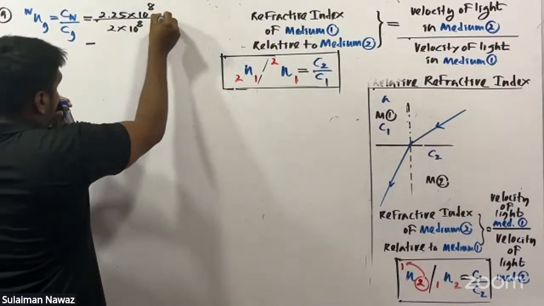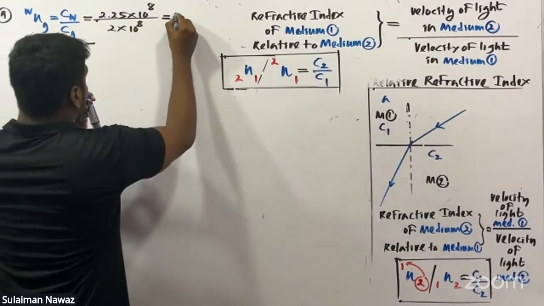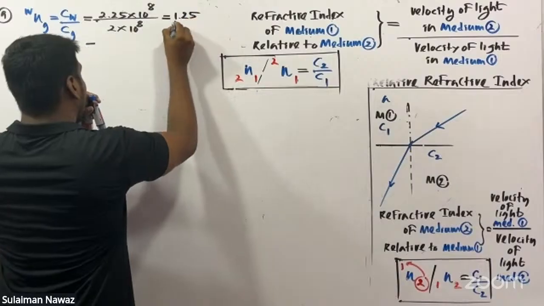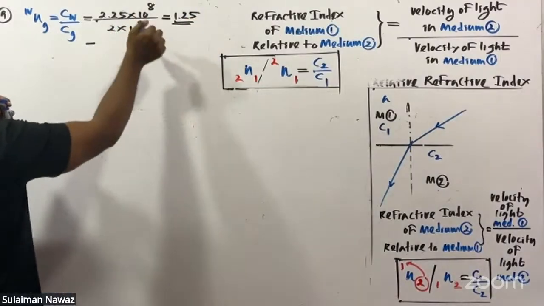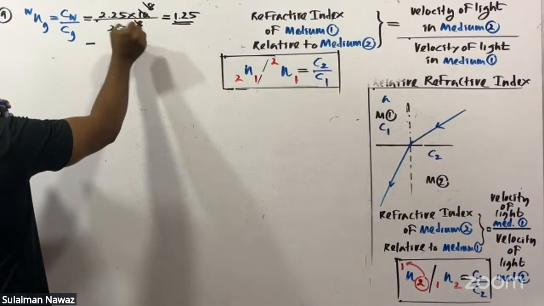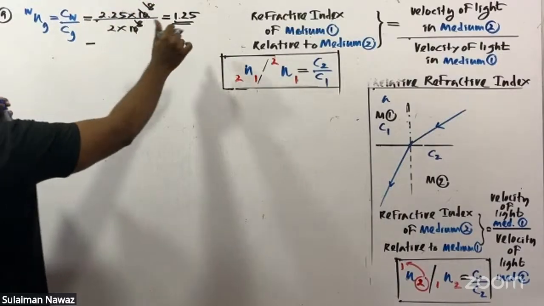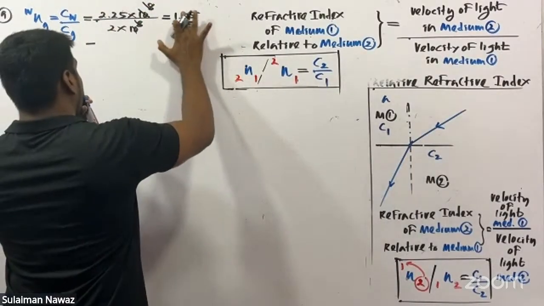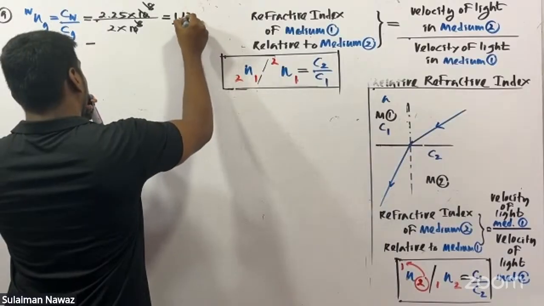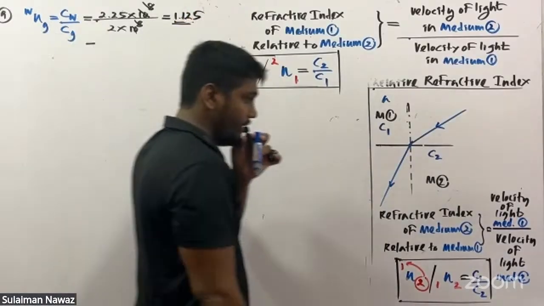So how much are we getting? 10 to the power 8 cancels out. Then 2.25 over 2 means 1.125. My bad, it is 1.125. Right, that is done.